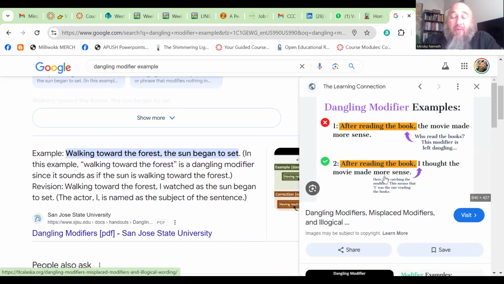Well, actually, no, dangling modifiers. I was thinking misplaced modifiers. I know it's really not something that comes up in my tutoring or teaching. I mean, other than you don't need to go out dangling modifier. It's misleading, or it's just out there walking toward the forest. The sun began to set, so it sounds as if the sun is walking toward the forest.